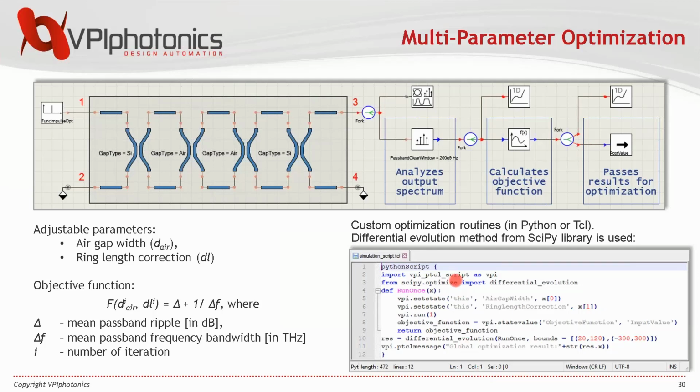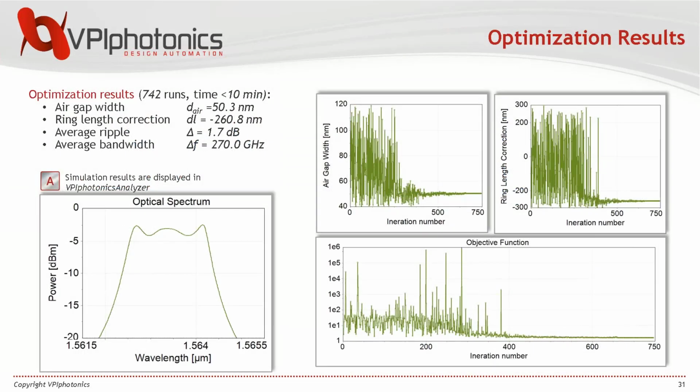And we can write this really simple, just a few lines of code, to employ this method and to optimize our circuit, which means to find the settings of this air gap width and the length of this waveguide. So here are the results.